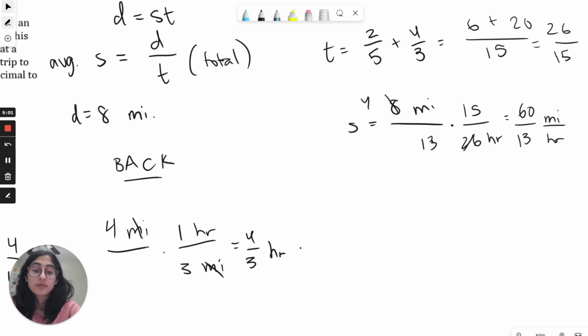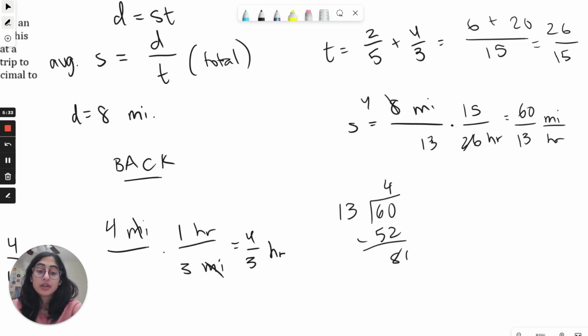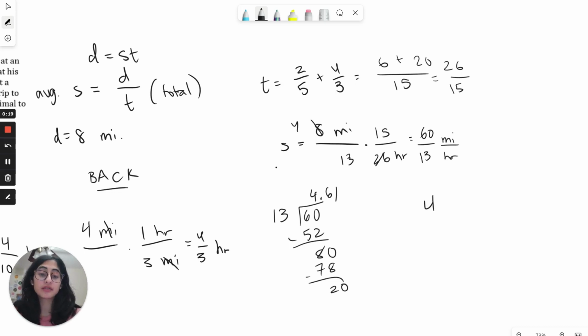Now again, don't take out your calculator to round this to the nearest tenth. We're going to do the long division. 60 divided by 13. So 13 goes into 60 4 times because 13 times 4 is 52. Subtract and we get 8. And we're going to bring down a 0, but when we do that, we have to add a decimal point. And 13 goes into 80 6 times. 13 times 6 is 78. And so that leaves a remainder of 2. And then we bring down another 0. 13 times 1 equals 13. And so it's approximately 4.61, but it does say to round to the nearest tenth. So Jamal's average speed was 4.6 miles per hour.